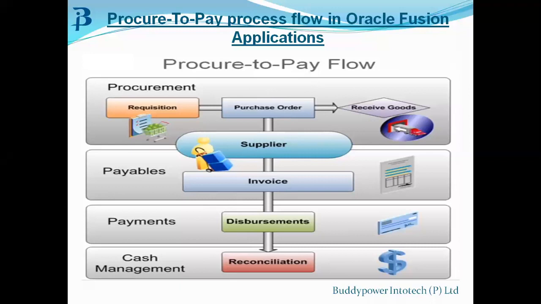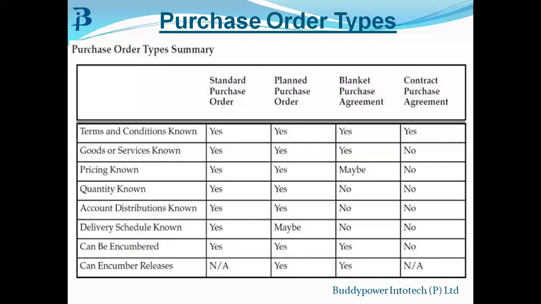So let's move on to the purchase order types. Purchasing provides four types of purchase orders. Basically, the standard purchase order, the planned purchase order, blanket purchase agreement, and contract purchase agreement. So let us see in detail what these four types of purchase order mean.